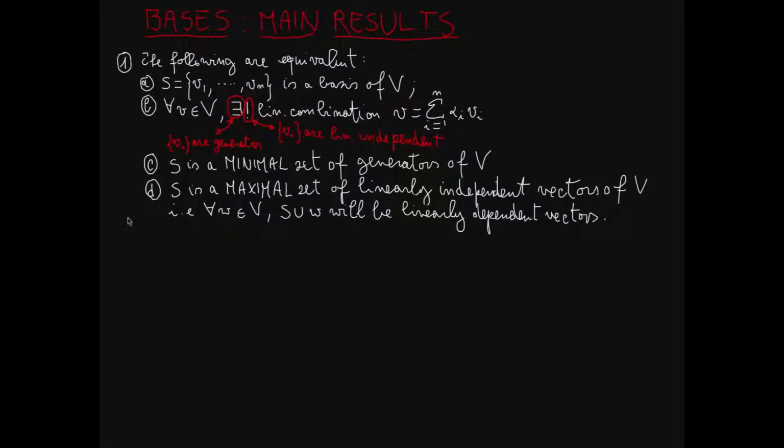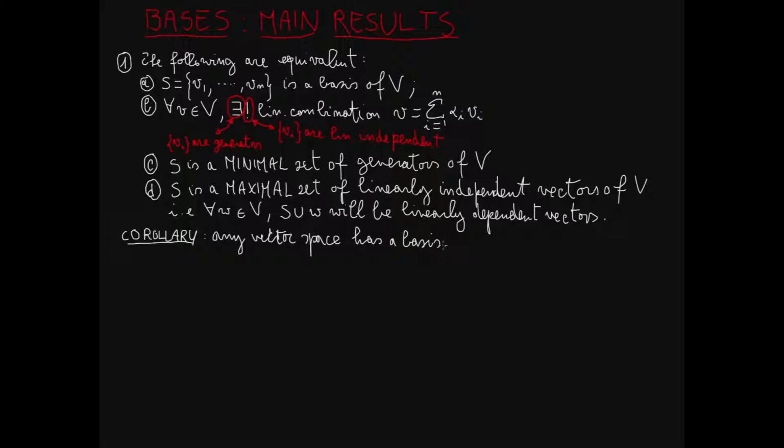An immediate corollary of this result is the existence of bases for every vector space. I just remind you that we are assuming the vector spaces in this course are all finite dimensional, and here we will use it. Okay, so corollary: any vector space has a basis.